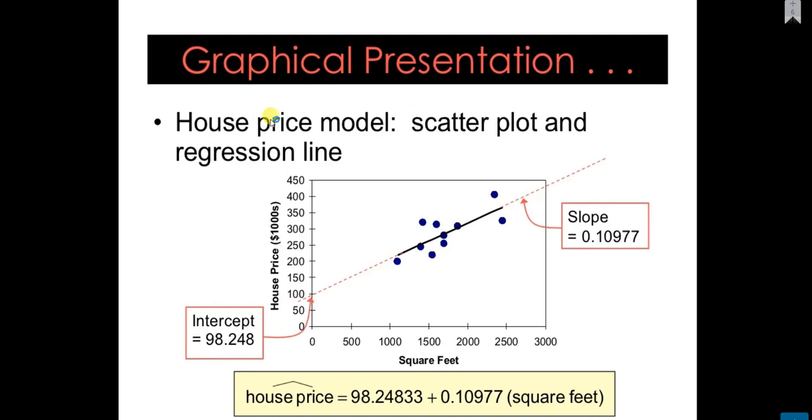Now the graphical representation: you can see the house price model, scatter plot, and regression line. This is the regression line, which is going up from here. Below, the x axis is the square feet and the y axis is the house price. It goes 50, 100, 150, 200. To calculate the house price, the formula is the intercept, the coefficient, which starts from around the 98 level, plus the slope times the square feet, that is how much square feet the house has. So the intercept plus the slope times the square feet is equal to the house price. This is how the house price is calculated based on the linear model assumptions.